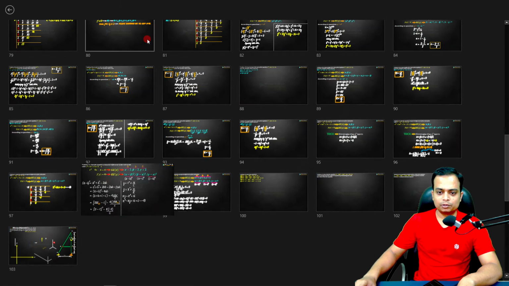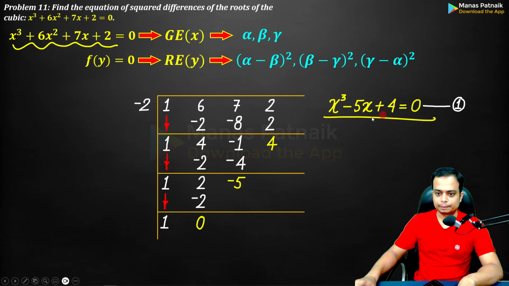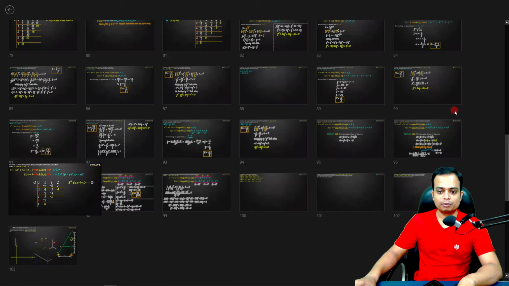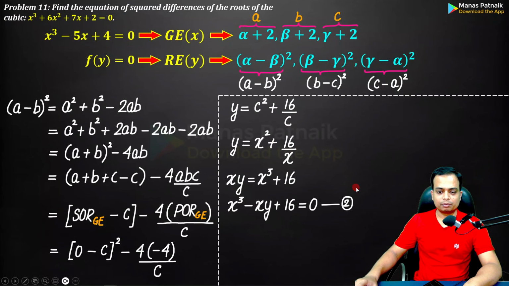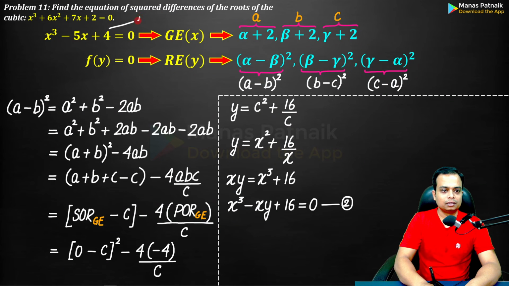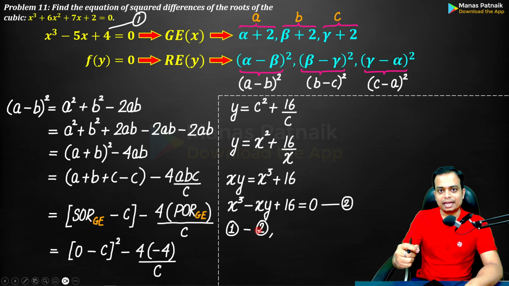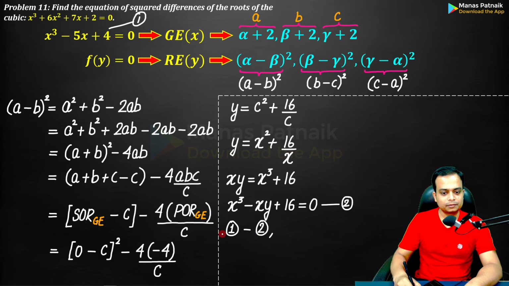Sir, there was one more equation that you marked. x square minus 5x plus 4 is equal to 0. This is our equation number 1. And this is our equation number 2. Here it is. 1 minus 2. Let's do that. And let's eliminate the x cube term. Done. Let me write both of them.